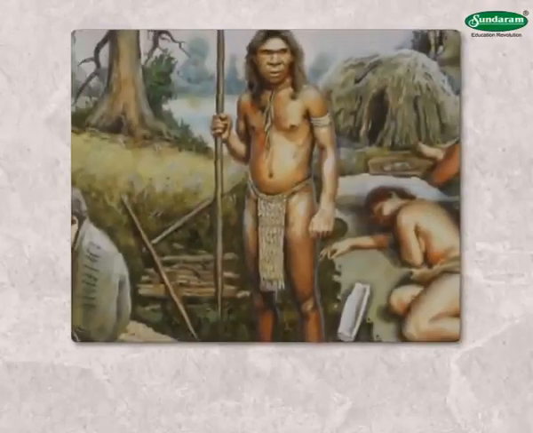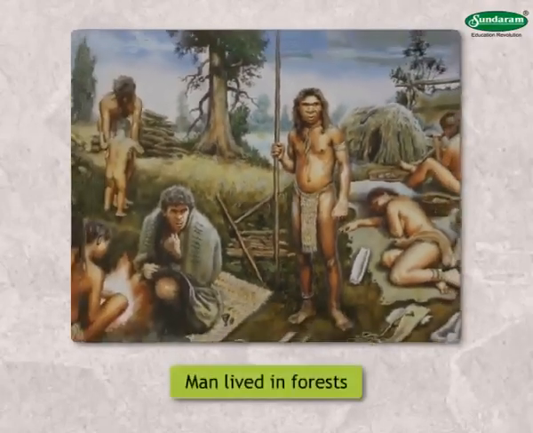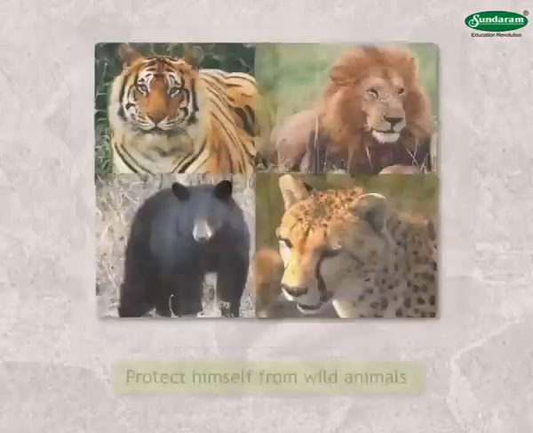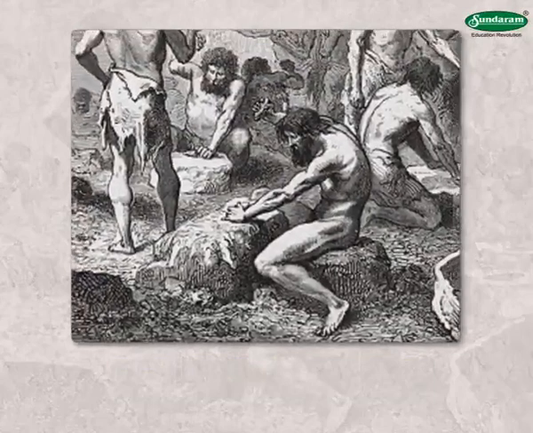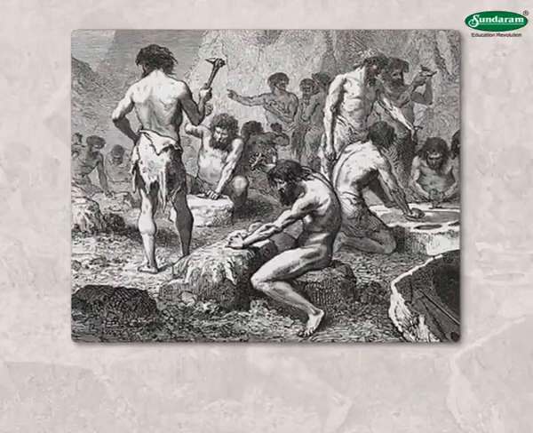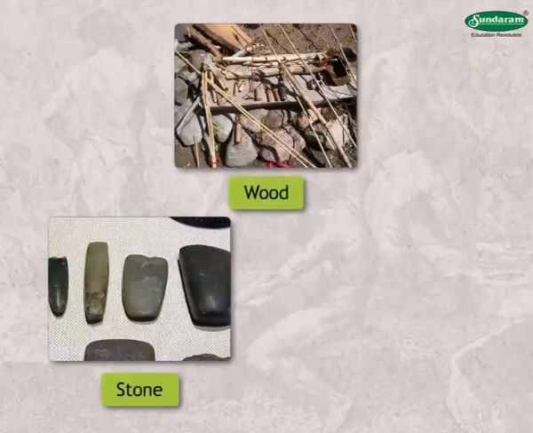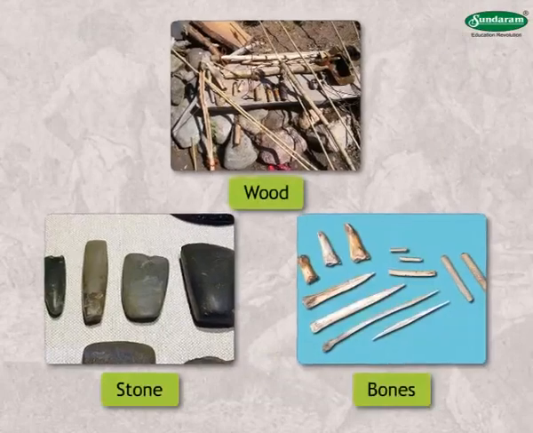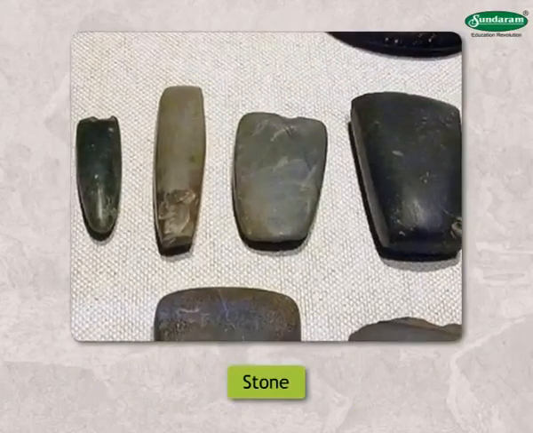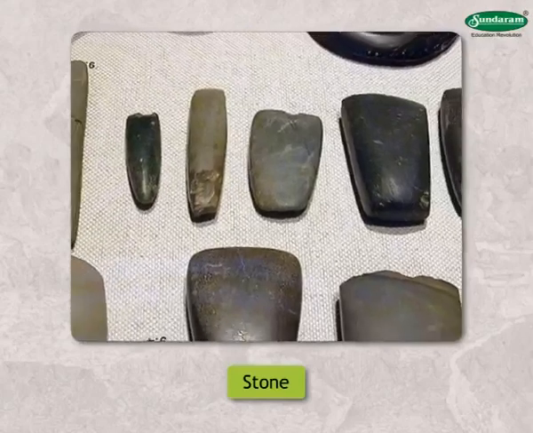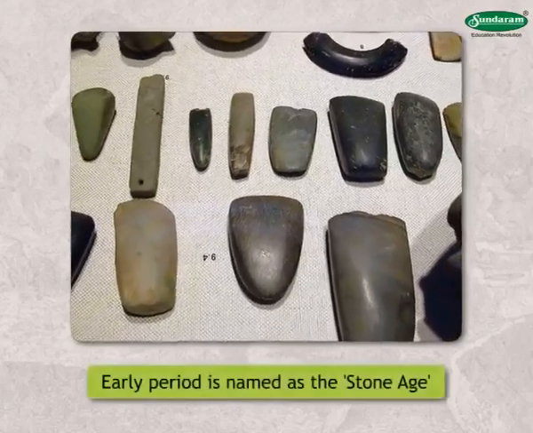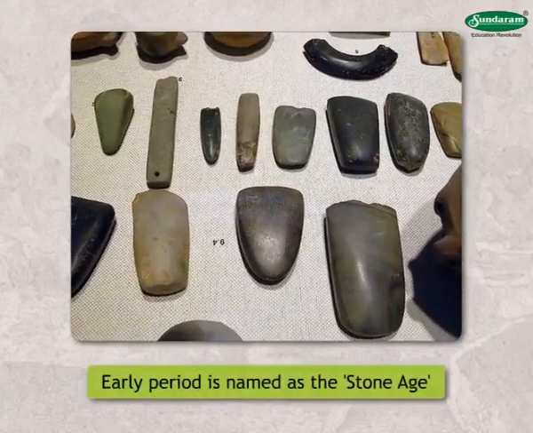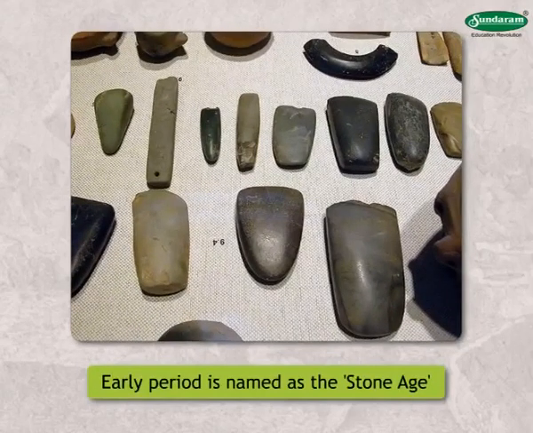In the beginning, man lived in forests. He felt the need to protect himself from wild animals. Therefore, using his intelligence, he began to devise weapons out of wood, stone, and bones. Of these, the stone tools were not perishable, and they are found today on a large scale. This early period is therefore named as the Stone Age.